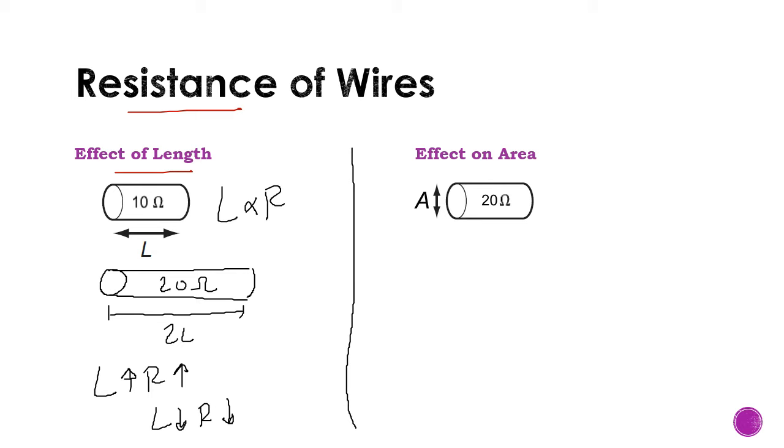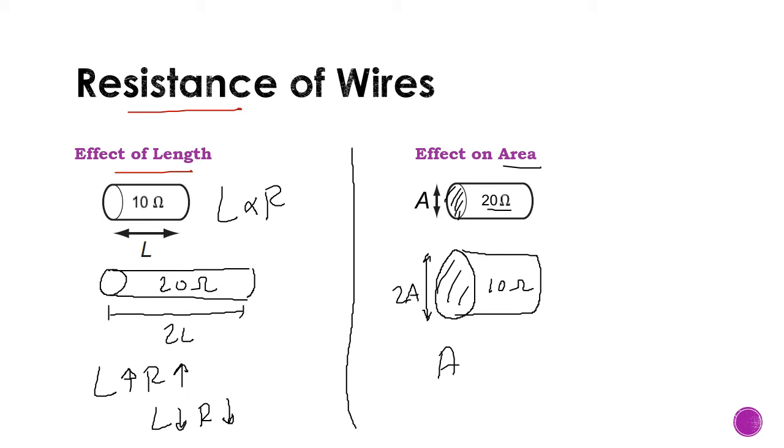That's it. What about the area? If you have a certain wire with a cross-section area A, and it has a resistance of 20 ohms, and I give you a wire that's double the thickness, double the cross-sectional area, the resistance decreases, it becomes 10 ohms. This means that when the area increases the resistance decreases, and when the area decreases the resistance increases.